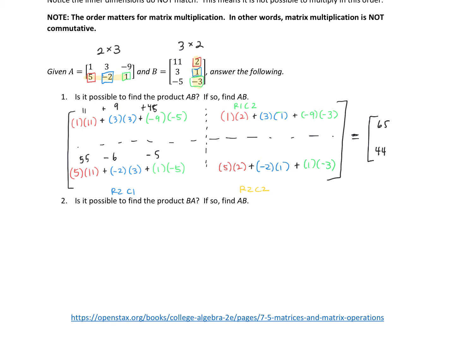All right, now I'm going to work on the second column. So row 1, column 2, we will have 2 plus 3 plus 27, and that will be 32. And then we have 10 minus 2 minus 3, so that will be 5. And so that is our product. Notice again that we have a 2 by 2 matrix, and that's because of the outside dimensions, right? That will happen every time.